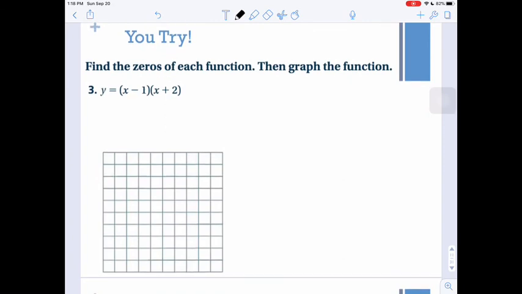Now I want you guys to try to find the zeros of this function and graph the function. This ends up just being a quadratic, so you absolutely can graph this by hand.